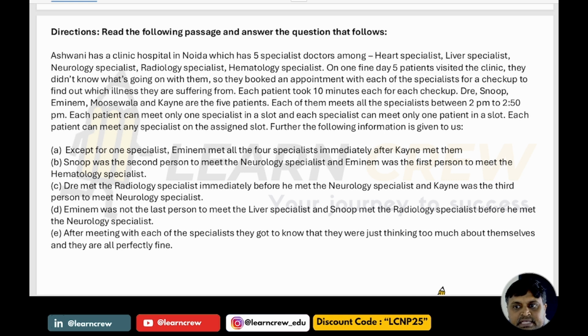Dre, Snoop, Eminem, Moosewala and Kane are the 5 patients. Each of them meets all the specialists between 2 to 2:50. So 1, 2, 3, 4, 5. All 5 meet specialists between 2 p.m. to 2:50 p.m. Each patient can meet only one specialist in a slot, and each specialist can meet only one patient in a slot. So each patient can meet any specialist in the assigned slot.